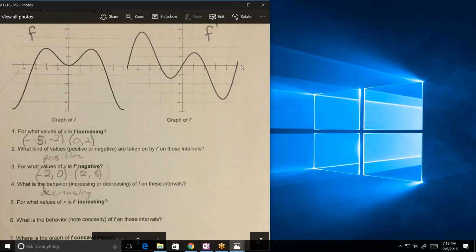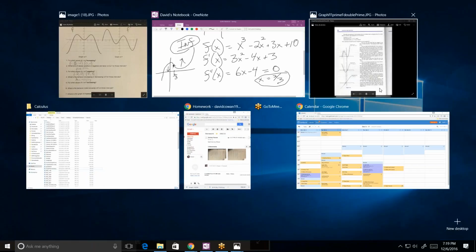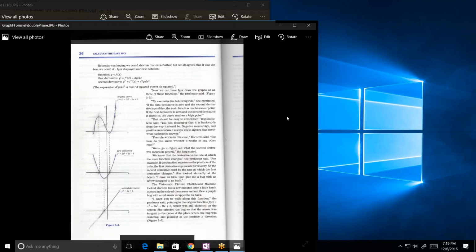Now, with this particular problem, they don't give us the function, so we can't do it algebraically. But it's important that you be able to do it algebraically as well as visually. And that's why I love this graph, because this lets you do it visually.